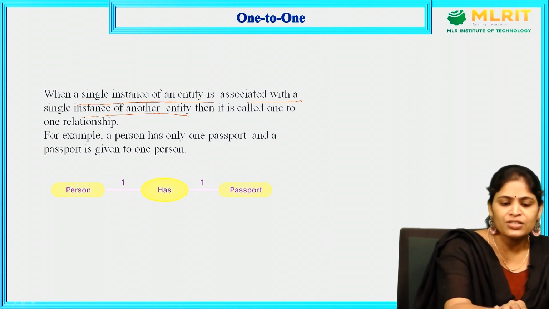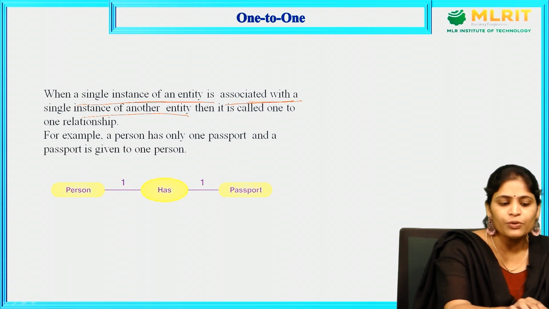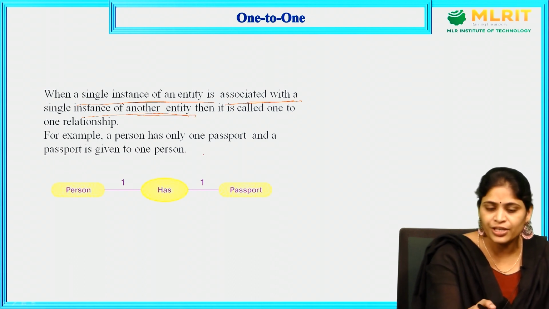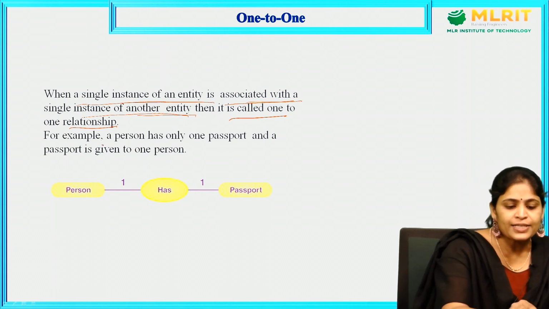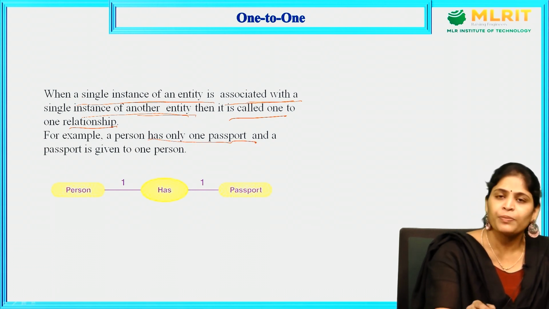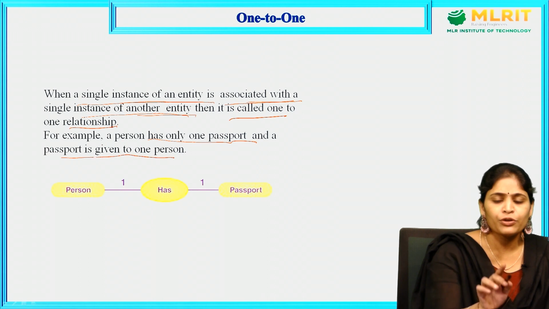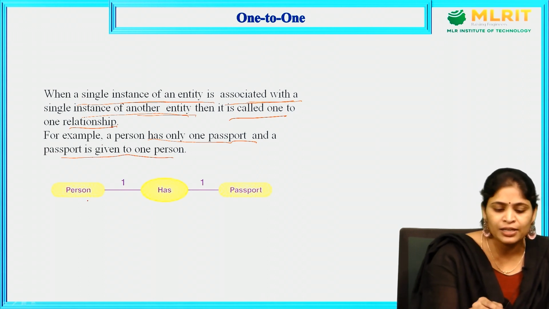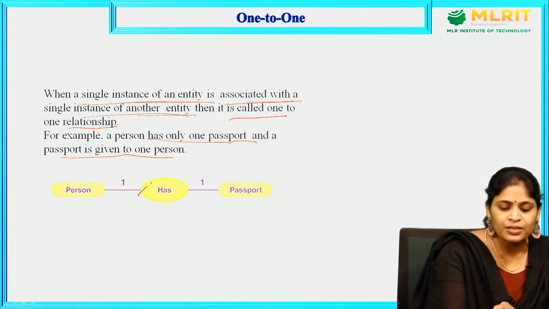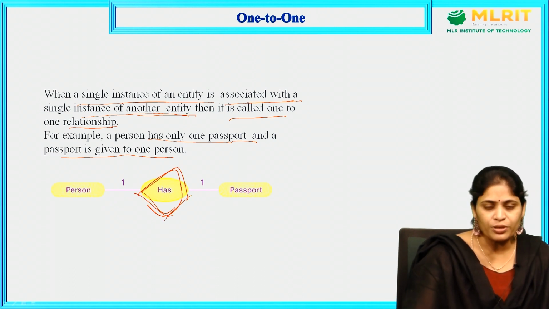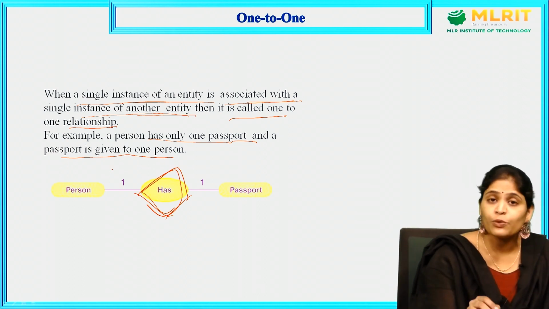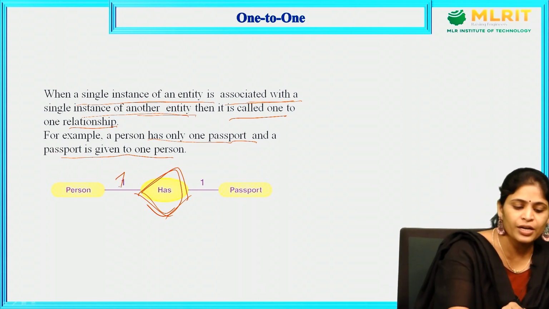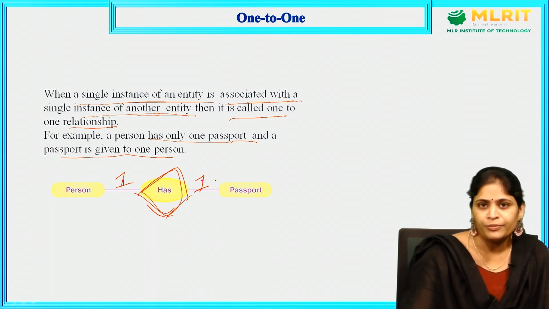So here that is the meaning of this one. When a single instance of an entity is associated with a single instance of another entity, then it is called a one-to-one relationship. For example, a person can have only one passport and only one passport is given to a single person, and diagrammatically it is represented as: a person has, here this must be represented with a rhombus, right? Person has a passport, and here we are dealing with a one-to-one relationship. That's why here I mention one-to-one.